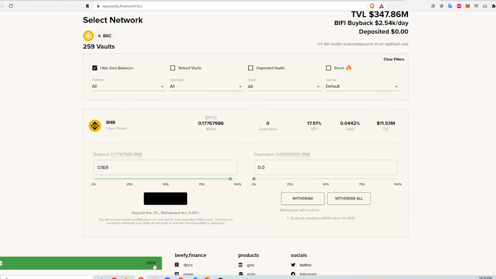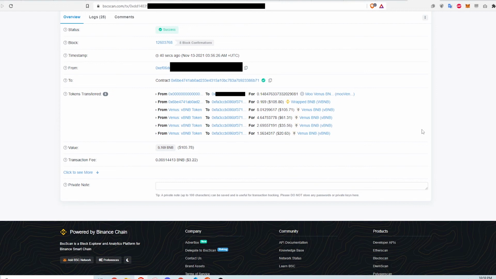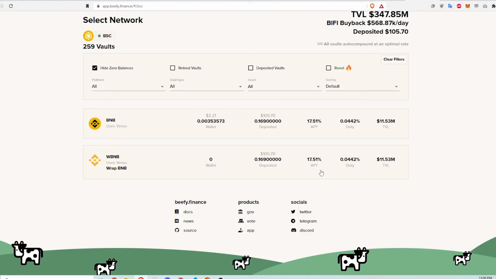I can view the transaction on the BSCScan website as well. You can see here that the Beefy Finance smart contracts executed a bunch of transactions to convert my BNB to wrapped BNB and then executes whatever their strategy is on the Venus platform. The total amount of gas fees I paid for the staking was about $3. So back to the Beefy Finance dashboard, I can see my deposited balance and the APY I'm earning on it.